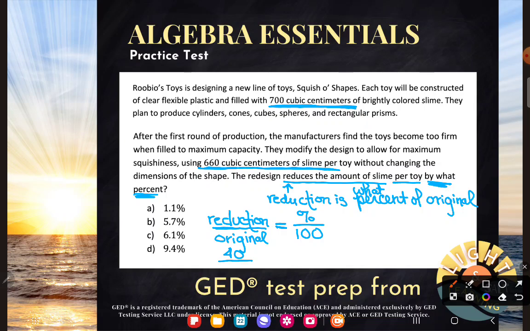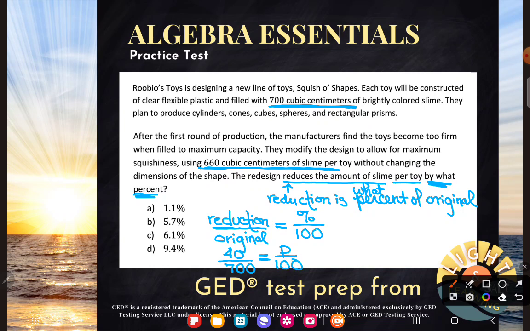And that's always going to be out of original. Okay, so you might get confused. Do I pull the 700 or the 660? The 700 was how much it was originally. So when I talk percent decrease, I'm talking about the decrease out of the original. And that's going to be equal to some percent I don't know out of 100.